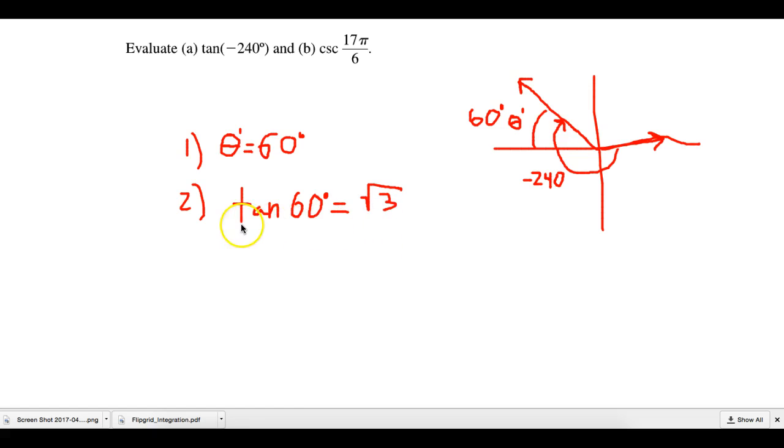This is one of the benefits. You're going to be comfortable, you're going to know all of these values, these special angles, 30, 60, 45. You're going to be very comfortable finding these.